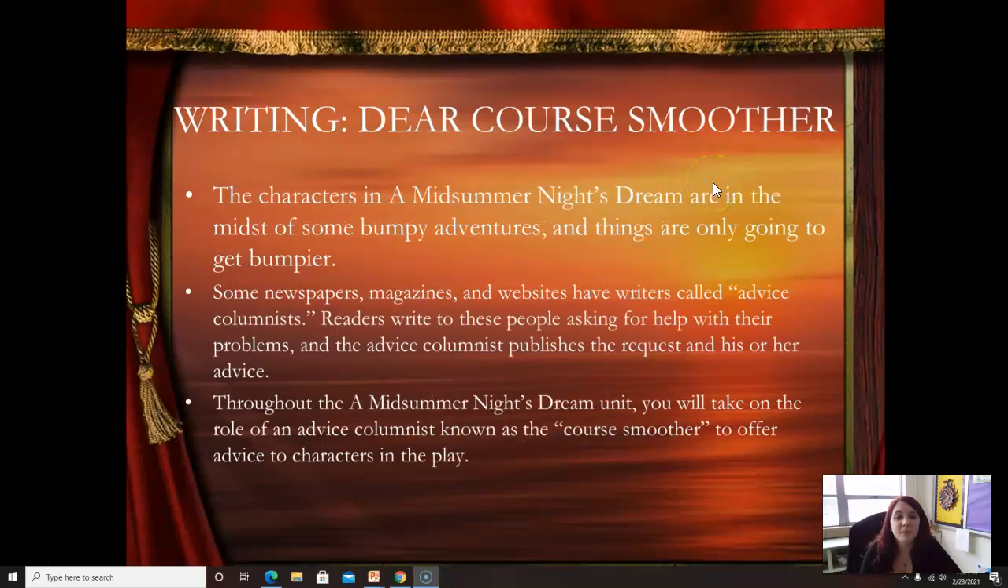So the characters in Midsummer Night's Dream are in the midst of some bumpy adventures. Some newspapers and magazines and websites offer something called an advice columnist. That's a person who gets letters from people and helps them and gives them advice on what they think they should do. So you're actually going to play the role of an advice columnist or a course smoother to offer advice to the characters of this play. And then you're going to do that for your assessment, and we will see everyone in our next lesson.